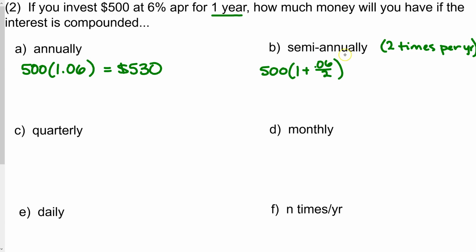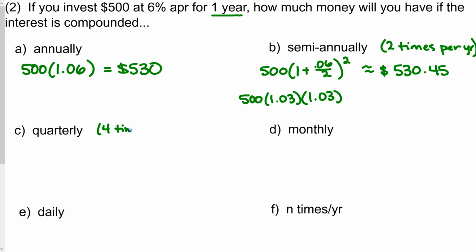It's happening twice in a year, so we're going to multiply by that twice, so I'm going to raise that to the second power. Another way to write that out would be take your 500, multiply it by 1.03 at the end of 6 months, and multiply it by 1.03 at the end of 12 months. So that's the same thing as what I wrote above. And we can calculate that. I might have to round, we'll see. Looks like no rounding needed, $530.45. If interest is compounded quarterly, that would be 4 times per year.